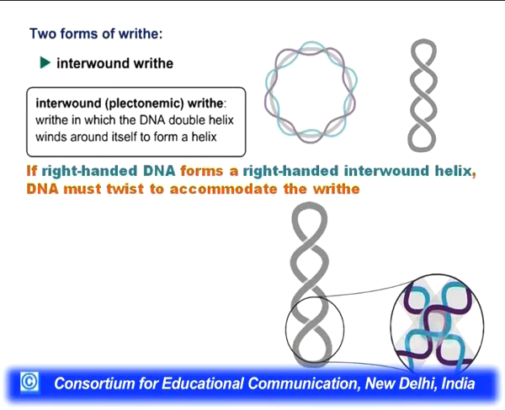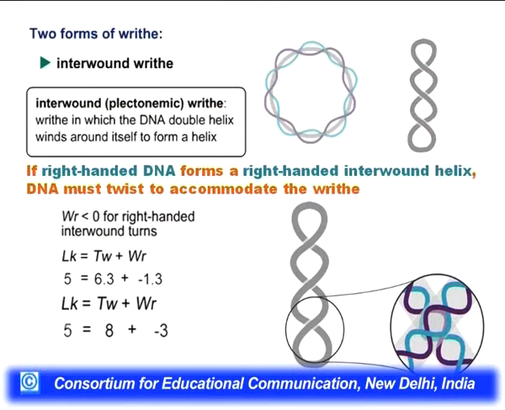Then we talk about different kinds of DNAs. If right-handed DNA forms a right-handed interwound helix, then the DNA must twist to accommodate the writhe. What we are talking about here is how two double-stranded DNA, when formed in the form of a double helix, are arranged inside the cell. If it is a circular molecule and some kind of torsional stress develops, then when it twists on its own axis, the DNA level twists have to compensate for it, as shown in the figure.